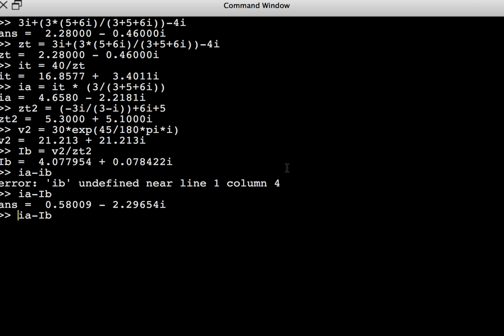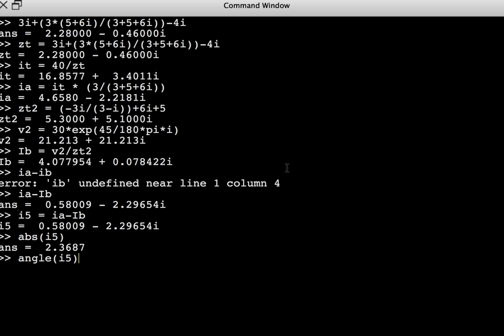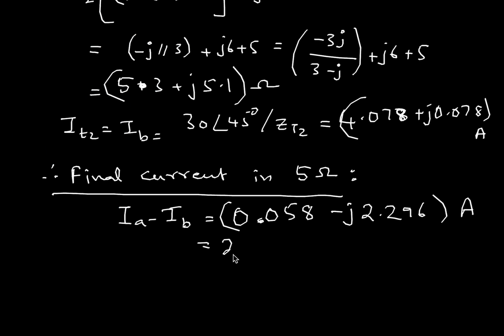Let me mark this as I5, that is the current in the 5 ohm resistance. So the absolute value of I5 and then the angle of I5. Of course, this angle will come in radians, so I want to multiply by 180 and divide by pi to convert it into degrees. So minus 75.82 degrees. So this is the final solution: 2.3687 at an angle of minus 75.824 degrees.